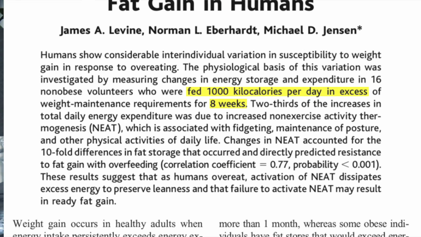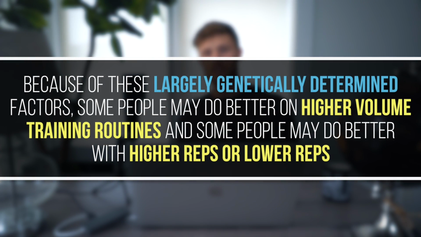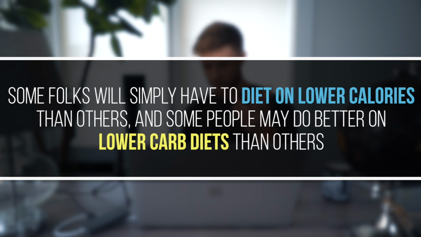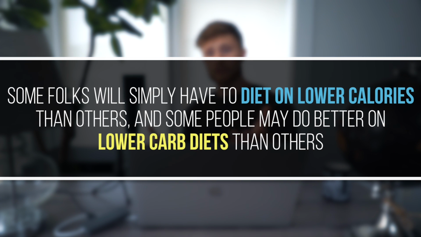So I think that these differences, in combination with genetic differences in bone structure, can in large part explain why some people look like endomorphs and some people look more like meso or ectomorphs. And because of these largely genetically determined factors, some people may do better on higher volume training routines, and some people may do better with higher reps or lower reps. And similarly, some folks will just have to diet on lower calories than others, and some people may do better on lower carb diets than others for similar reasons.